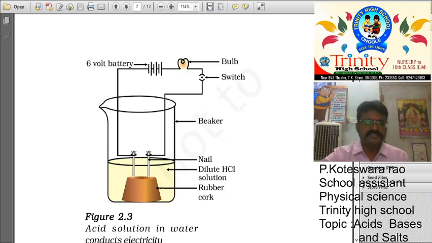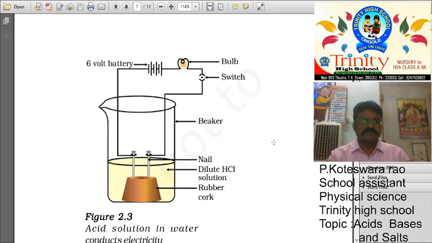Then remove this HCl solution. Once again fill it with sulfuric acid, H2SO4 solution. Then we conduct the same experiment. Is the bulb glowing or not? If the bulb is glowing, yes. If the bulb is not glowing, no. So this is the total experimental condition. First of all, have you understood this concept?